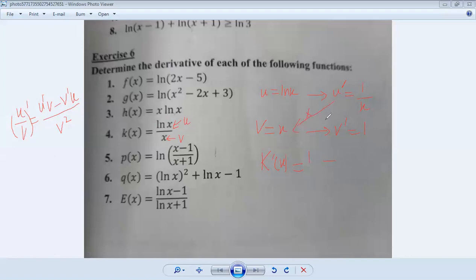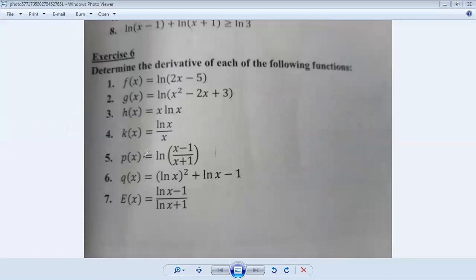v prime times u, which is 1 times ln x, is ln x, over v squared. Since v equals x, then v squared is equal to x squared.